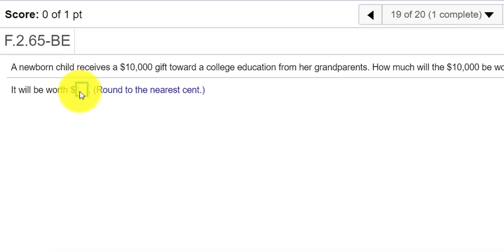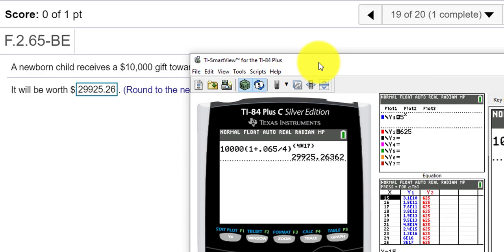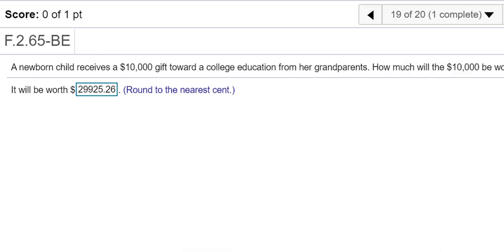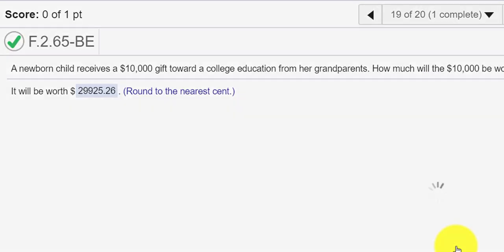And we have to round to the nearest cent or the nearest penny. So it was $29,925.26. And then just to show you my calculator one more time, I press check answer. Fantastic.